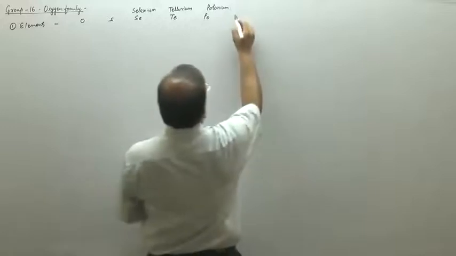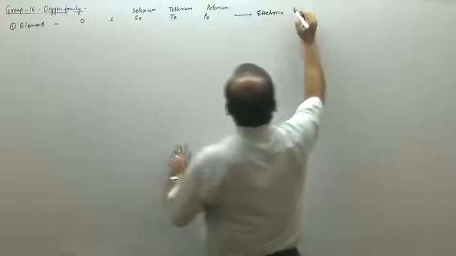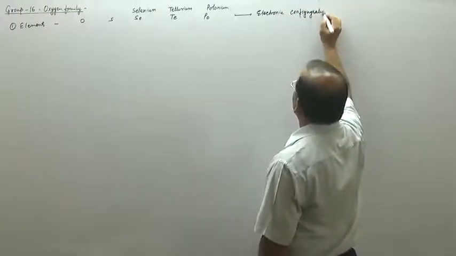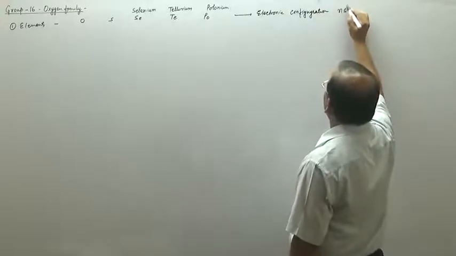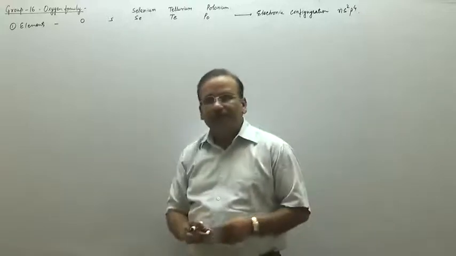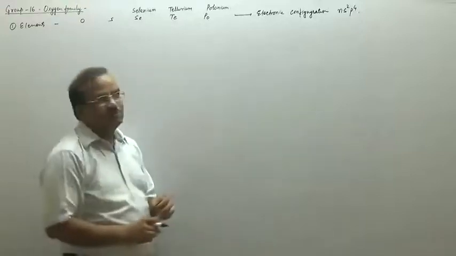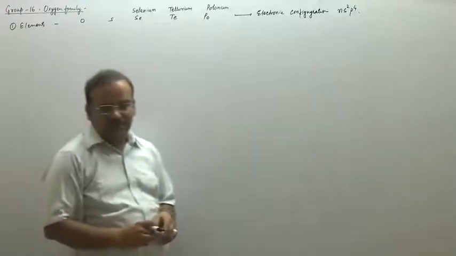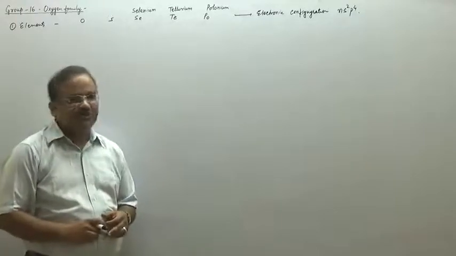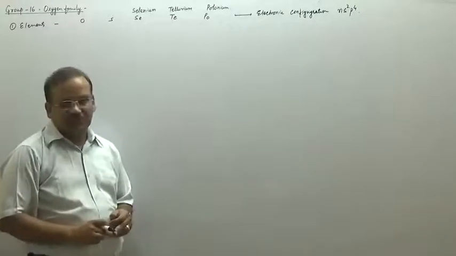If we write the electronic configuration, it is ns2 np4. So there are 4 electrons in the p subshell and 2 electrons in the s subshell. So the total valence electrons are 6. Obviously, they will show two types of oxidation states: +4 as well as +6.